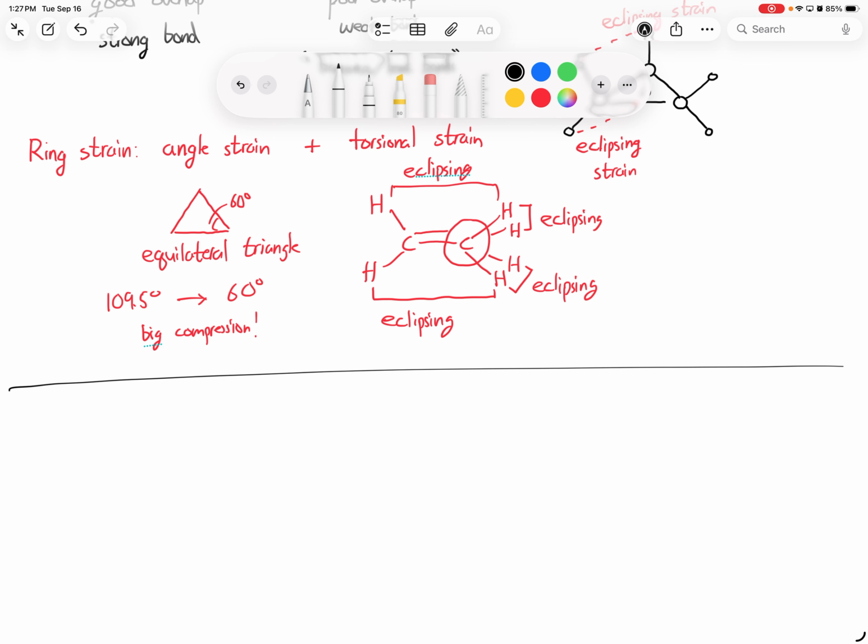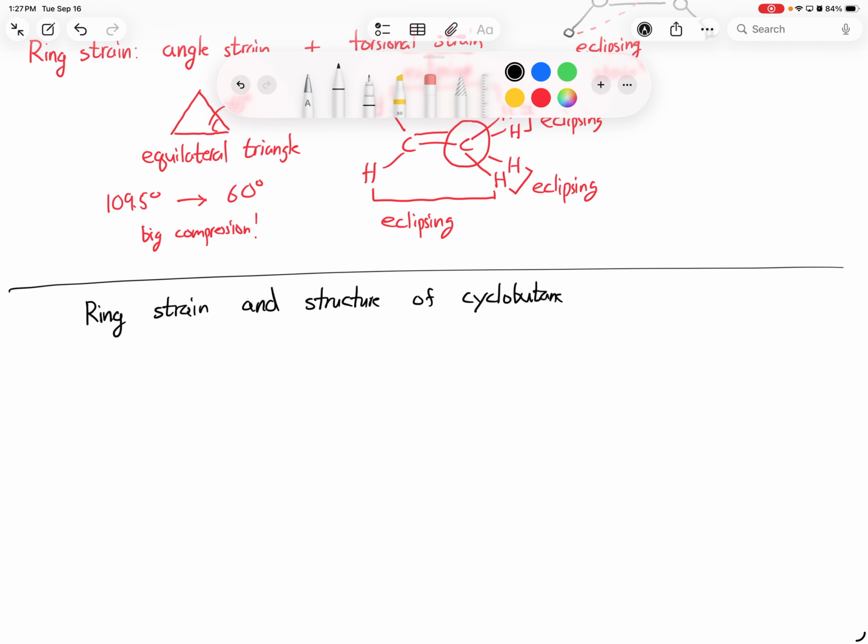All right, so let's talk about cyclobutane. So ring strain and structure of cyclobutane. All right. So cyclobutane, you add one more carbon atom. You may be able to alleviate some of the strain, but there's still going to be some present.